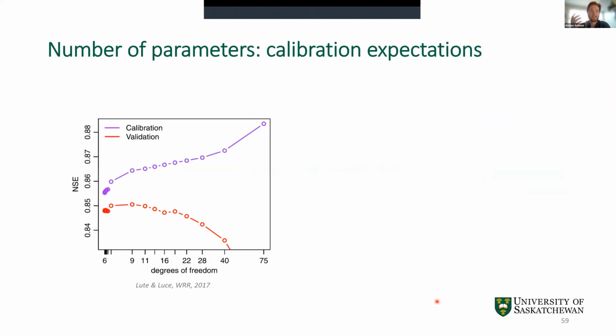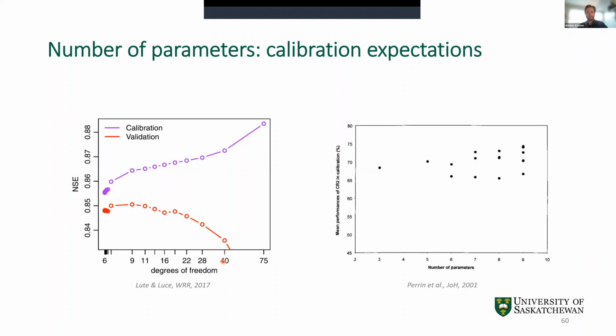We know that this is an issue with regression models, with statistical models. So look, for example, at this figure from Lute and Luce 2017, where we see that if the degrees of freedom go up, calibration performance starts to go up. And we can go back to Perrin et al., because all I'm doing is reproducing their work. They looked at a similar issue. When the number of parameters in the model structures goes up, calibration performance on whatever this metric is goes up as well.